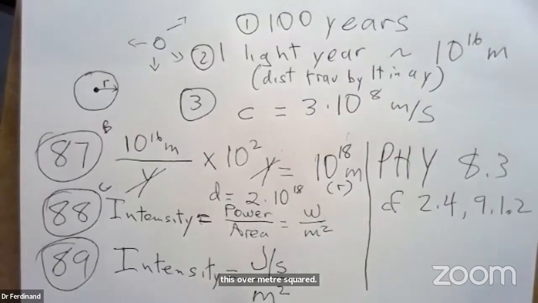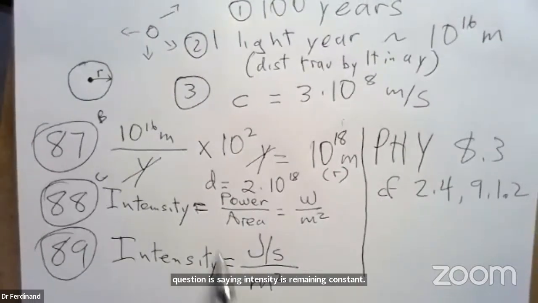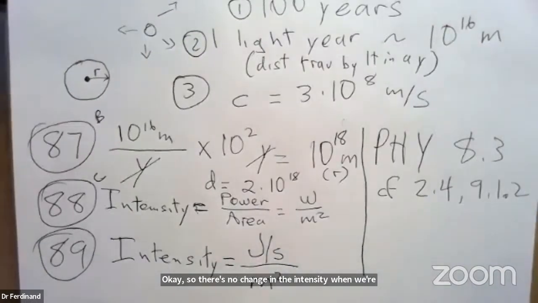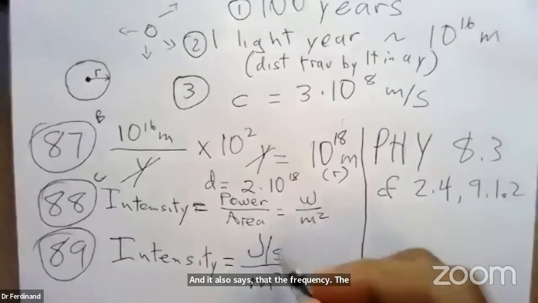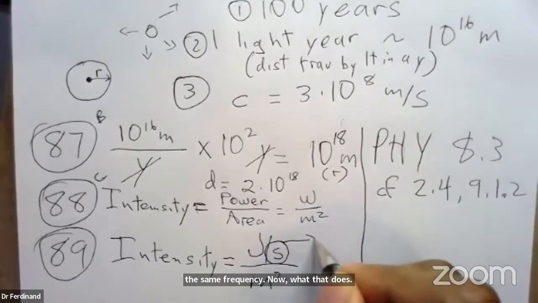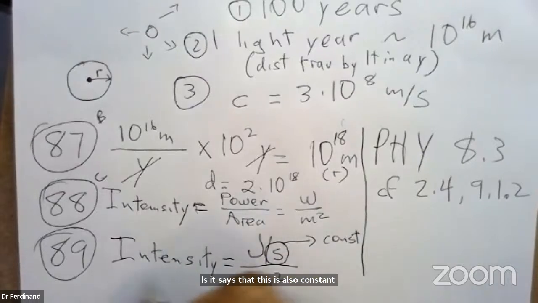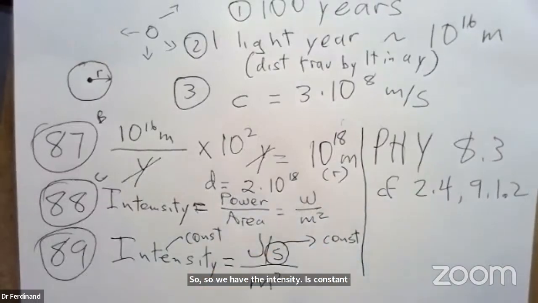Now, the reason I'm bringing that up is because the question is saying intensity is remaining constant. So there's no change in the intensity when we're comparing the two different situations. And it also says that the frequency is the same. What that does is it says that this is also constant. So the intensity is constant, and we have the frequency constant.